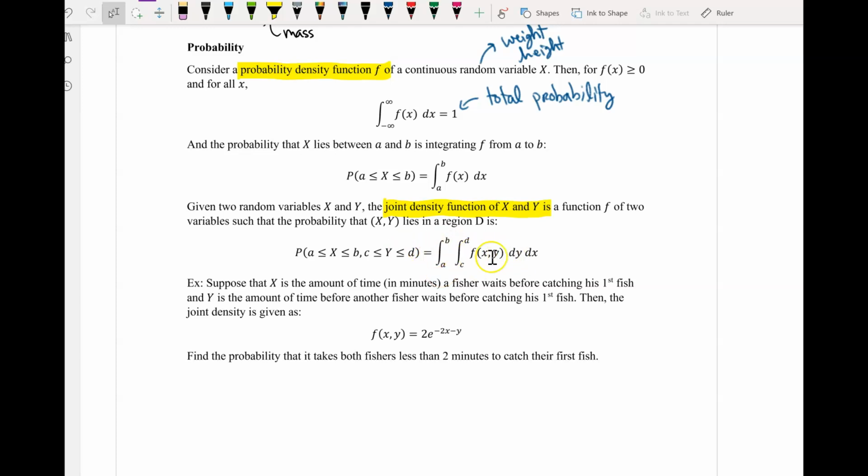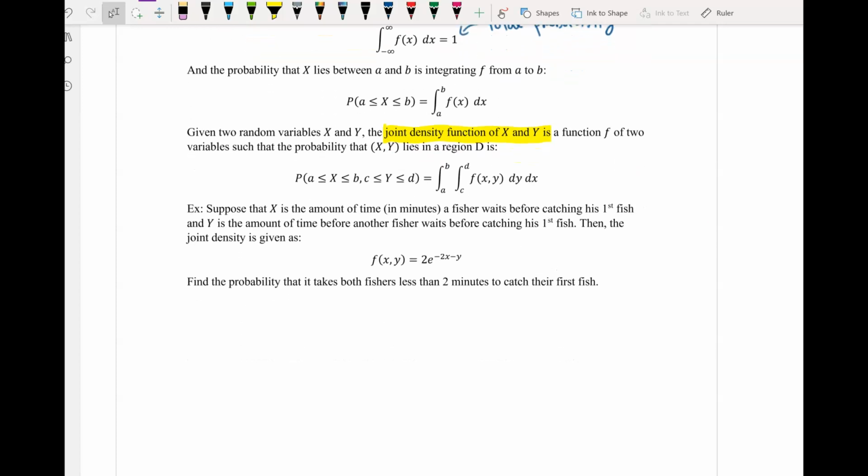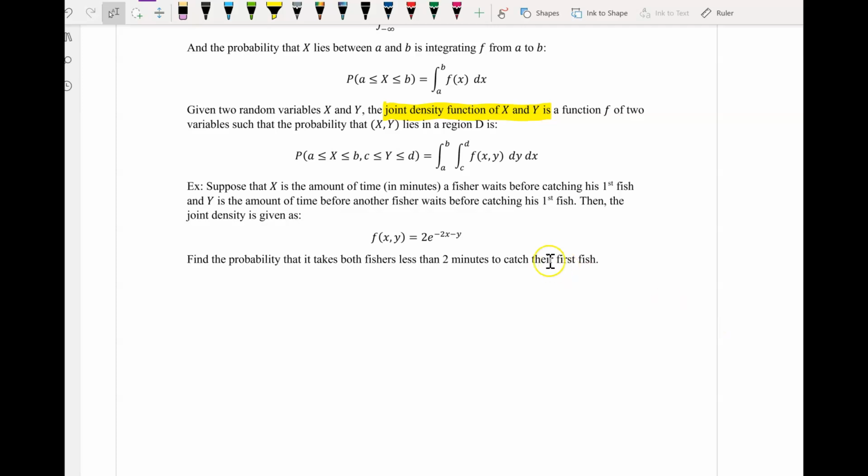So it's basically a double integral, and the only thing that's different is that the integrand is now going to be a probability density function. All we really have to do is draw the region, D or R, whatever you want to call it, integrate it out, and then go ahead and do the problem.